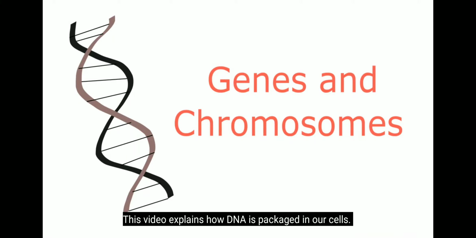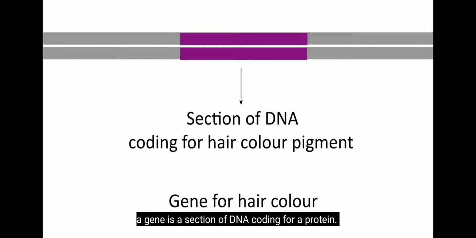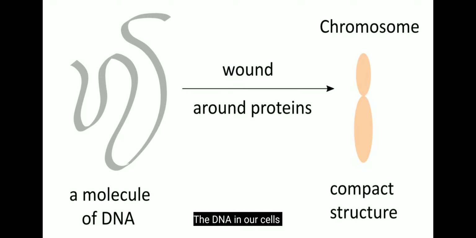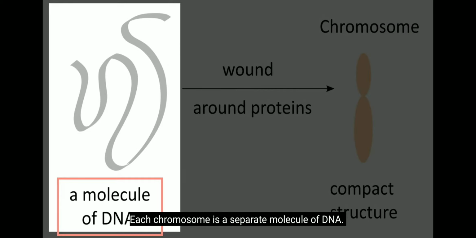This video explains how DNA is packaged in our cells. As we saw earlier, a gene is a section of DNA coding for a protein. The DNA in our cells forms structures called chromosomes. Each chromosome is a separate molecule of DNA.